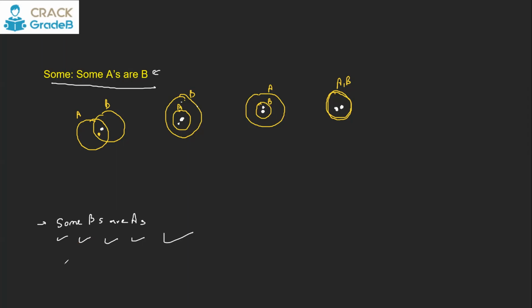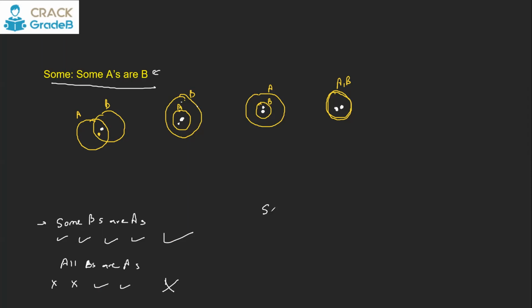But if I say all B's are A's, so obviously it won't be even correct in the first one. It won't be correct in the second one. It will be correct in the third one and the fourth one. But as I said, if you can disprove it even one time, it will not be a correct statement. So it is not going to be a correct interpretation or implication.